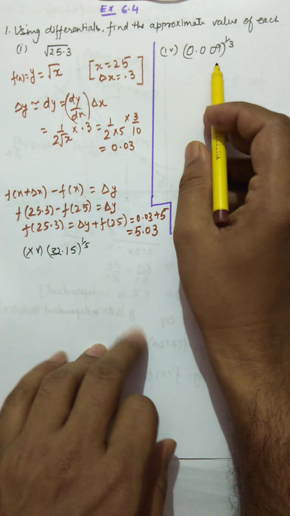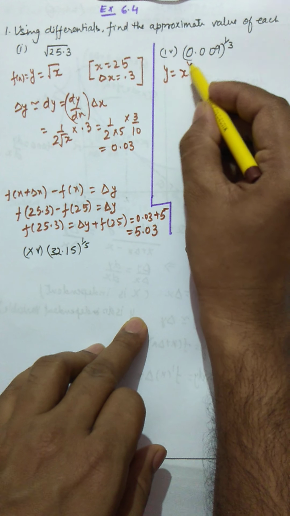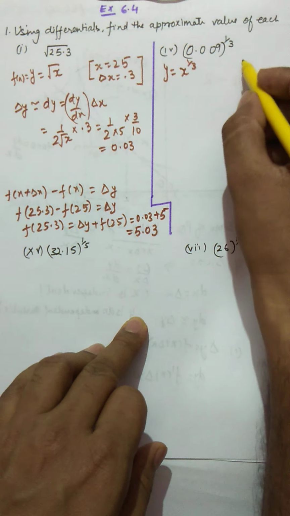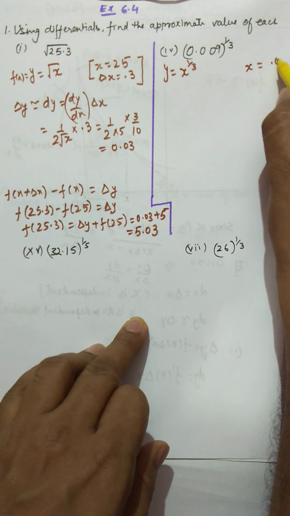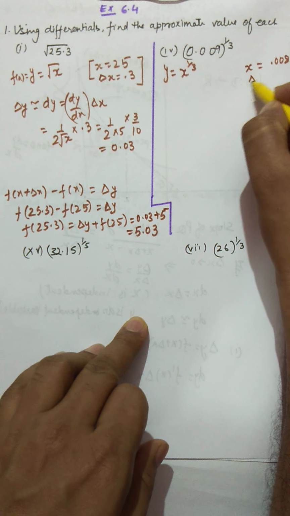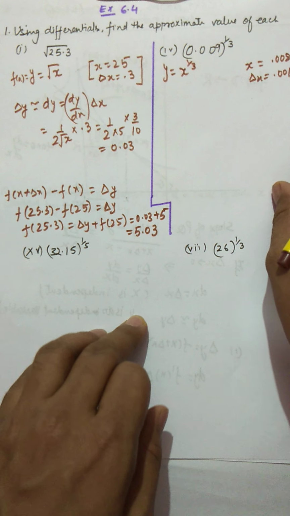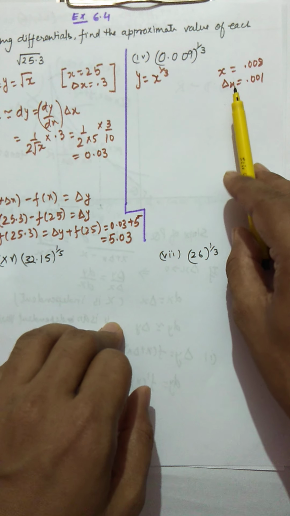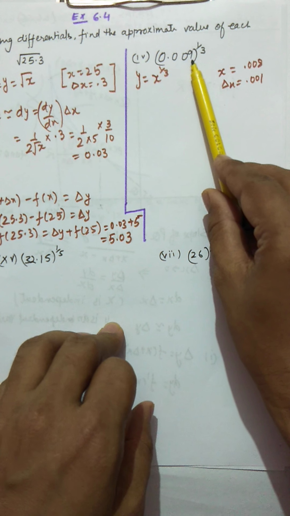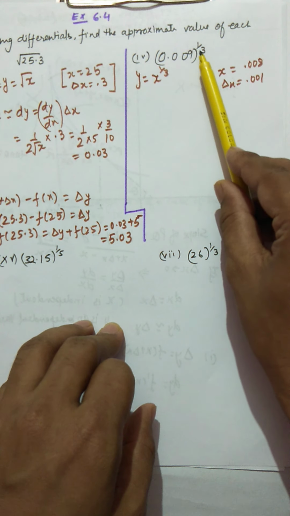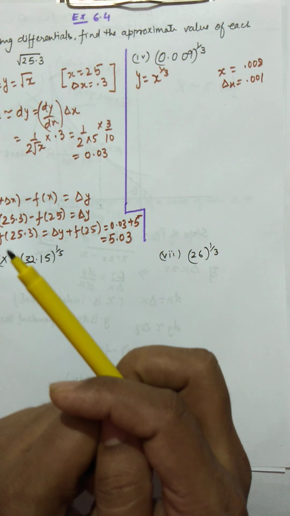Now we try the second part also. Here you can say y is x^(1/3). So you take x as 0.008, and Δx as 0.001, because your x plus Δx is this value. So x is 0.008, means if you take 0.008 to the exponent 1 by 3, the answer is going to be 0.2.